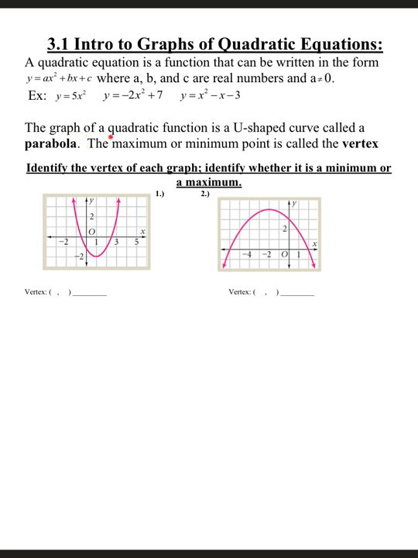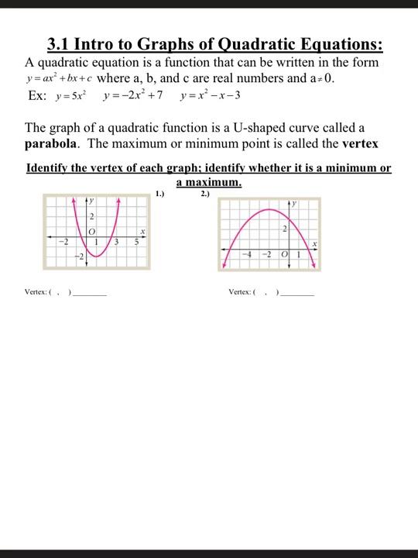Now the graph of a quadratic function is U-shaped, and this is called a parabola. The maximum or minimum point is called the vertex. And here, let's look at some examples. Identify the vertex of each graph, and then tell whether it's maximum or minimum. Okay, so let's do this.